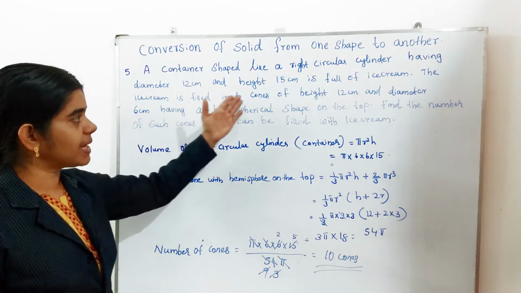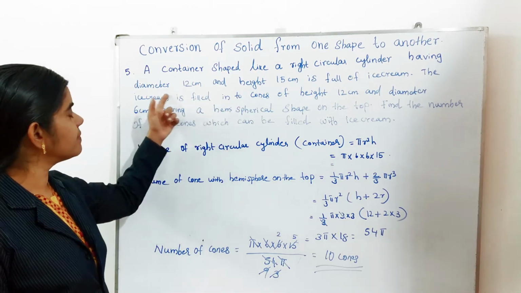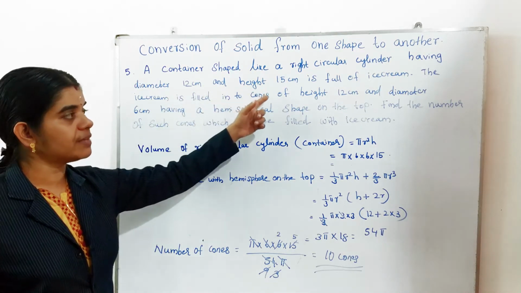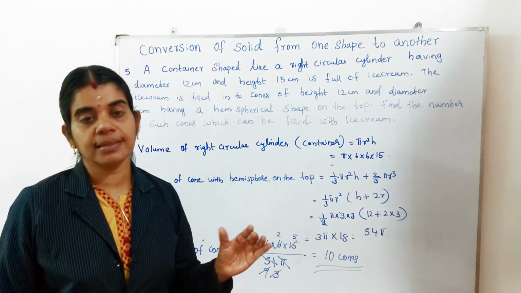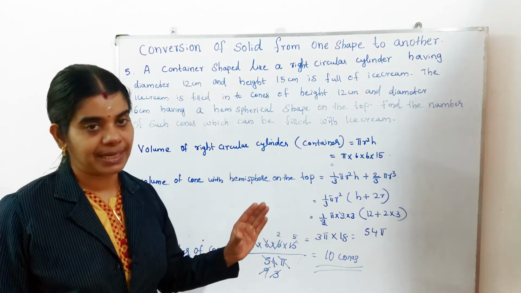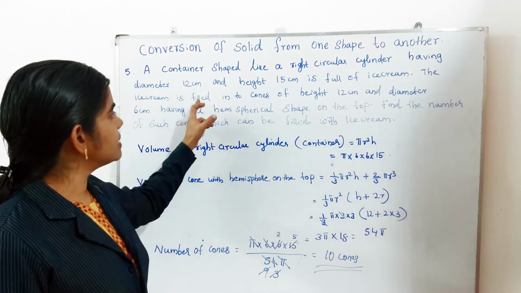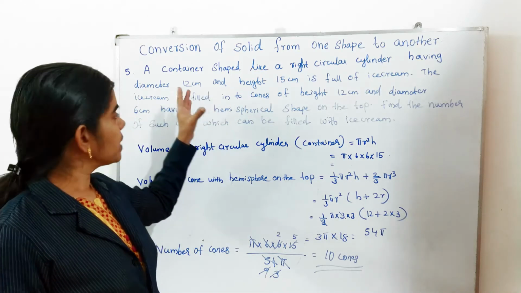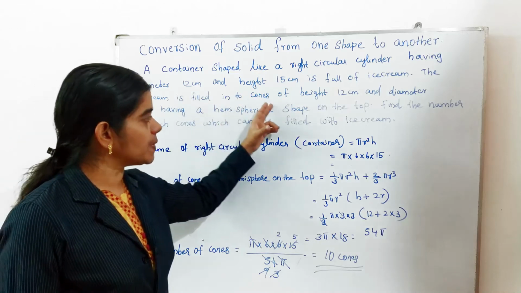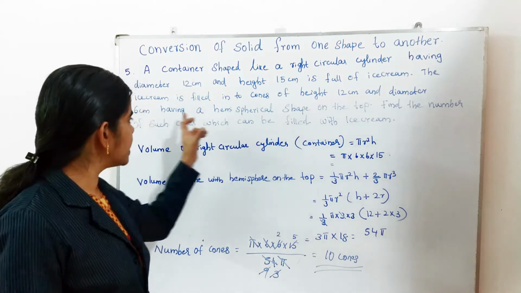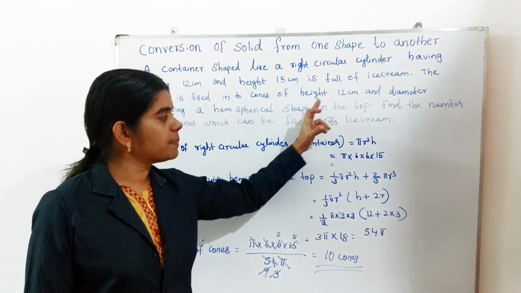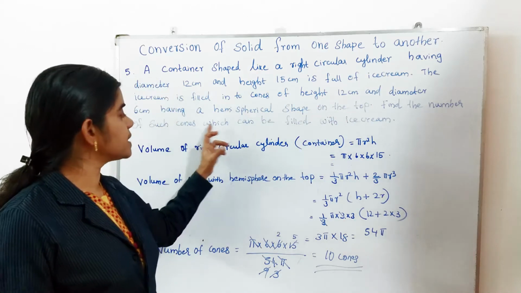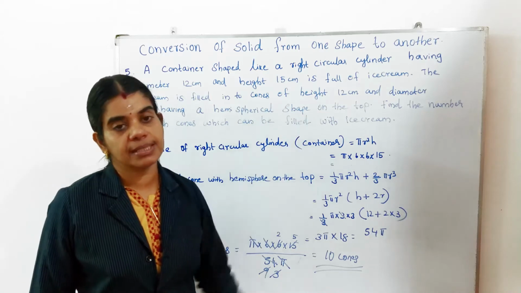A container shaped like a right circular cylinder having diameter 12 cm and height 15 cm is full of ice cream. The ice cream is filled into cones of height 12 cm and diameter 6 cm, having a hemispherical shape on the top. Find the number of such cones which can be filled with the ice cream.